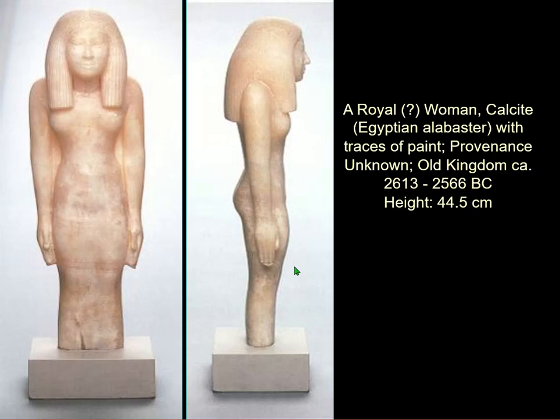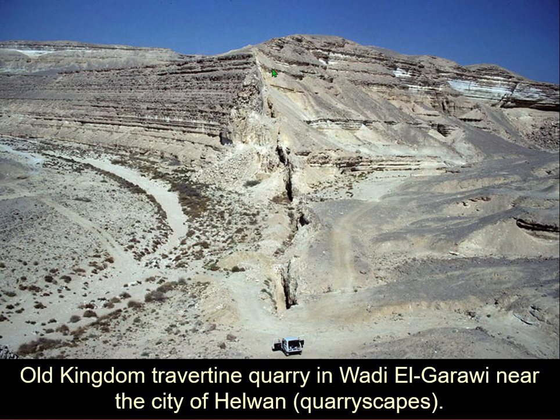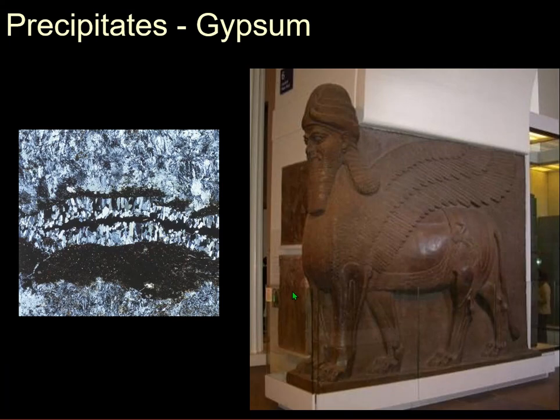Here's travertine, nice picture, and this is travertine. So-called Egyptian alabaster is made of calcite. And this is a mine for it. Interesting. And of course the alabaster from Mesopotamia is gypsum, which is also a precipitate.